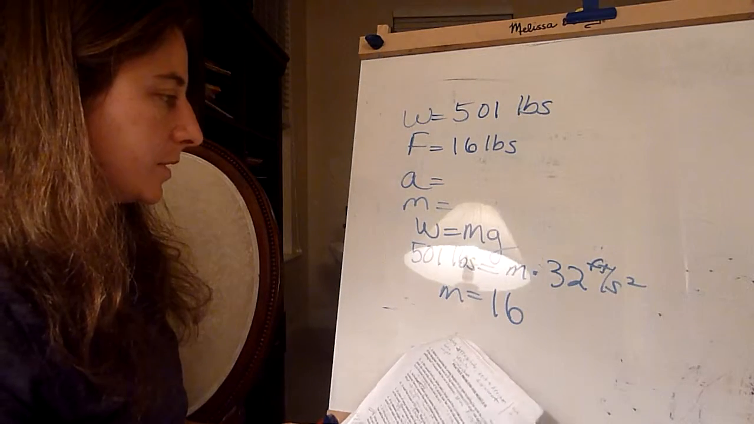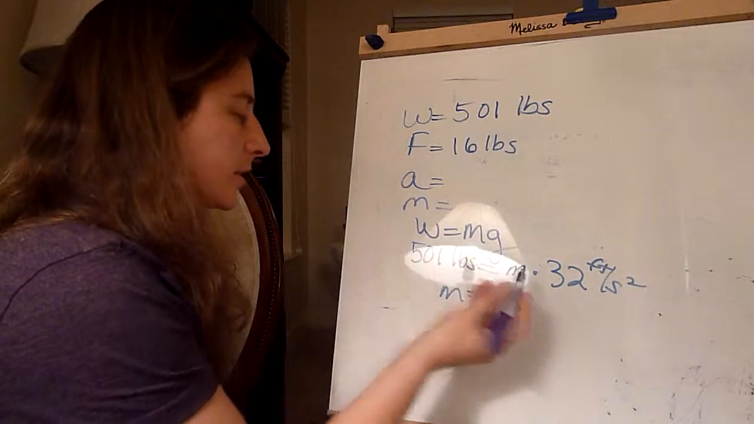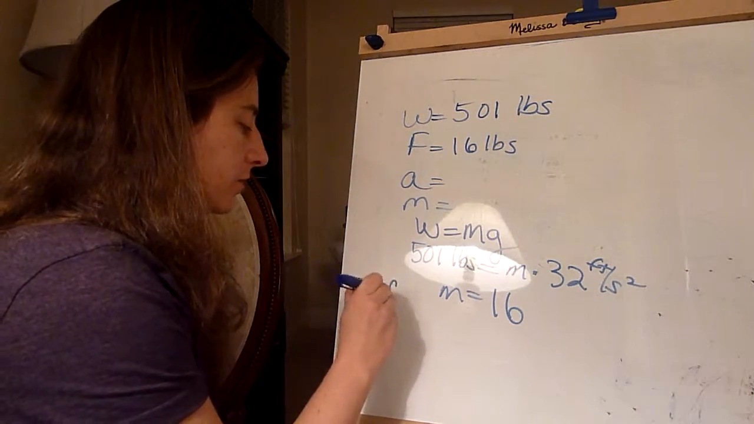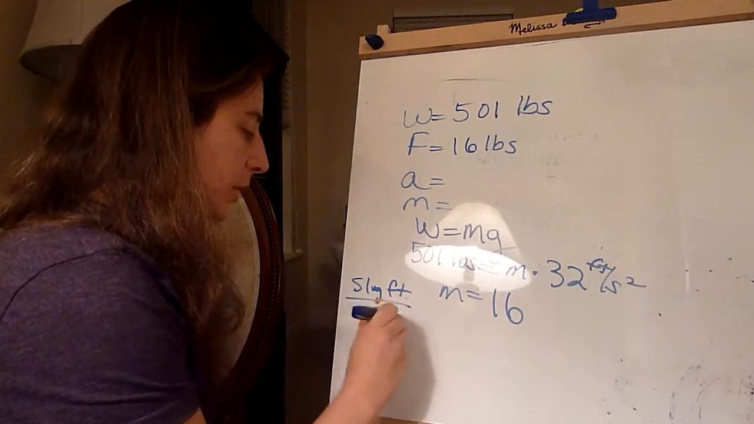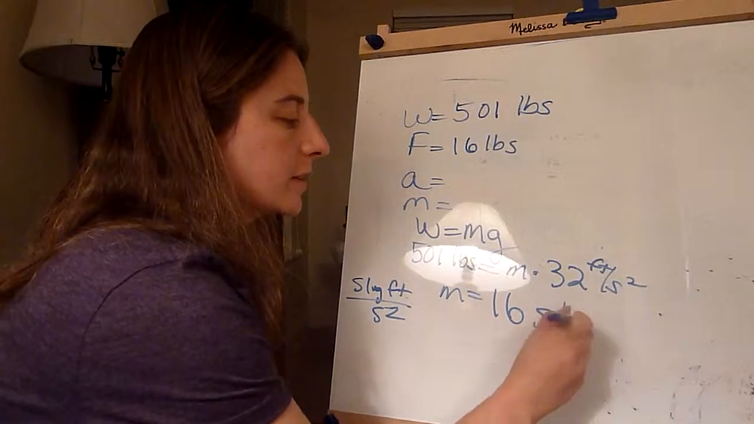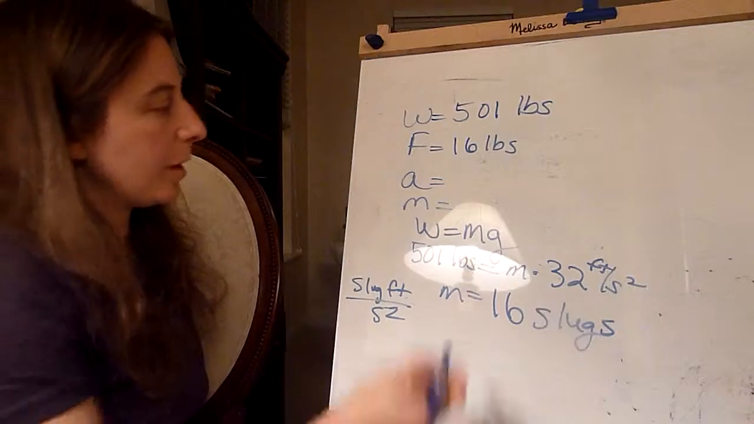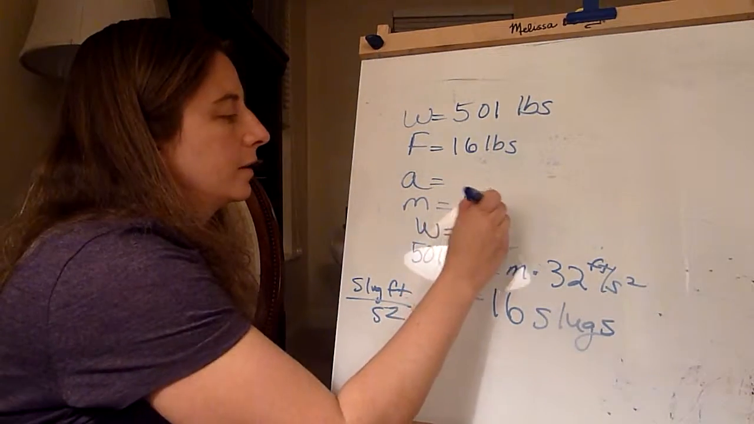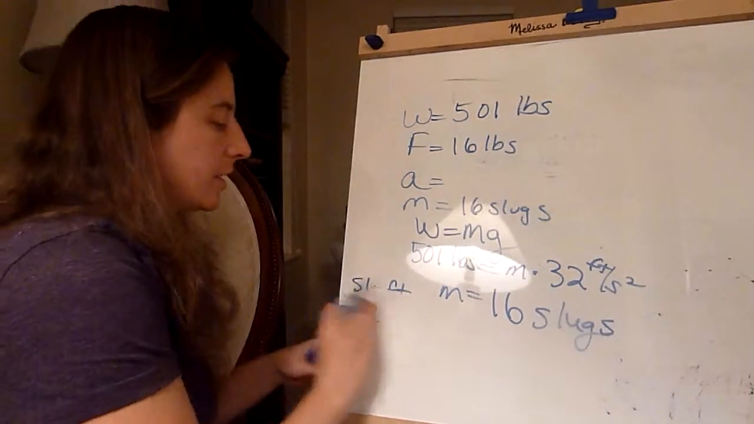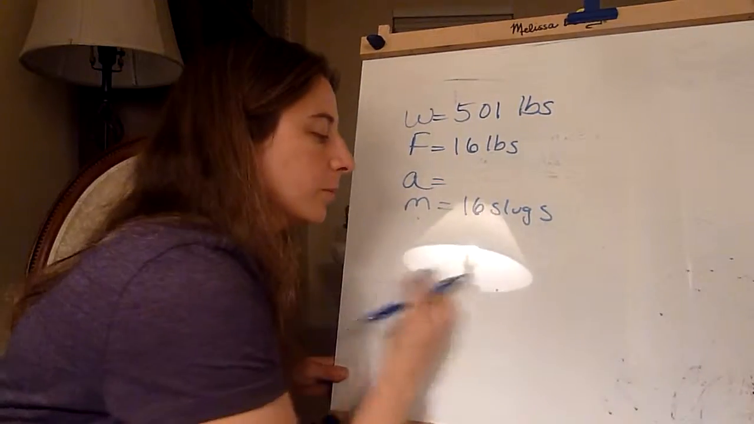Weight equals... oh, I just need slugs. So a pound is a slug foot per second squared. The foot per second squared divided by foot per second squared will cancel and give me a slug. 16 slugs would be my mass. So I'll erase my W equals mg stuff just so we can look at what the problem really is asking.